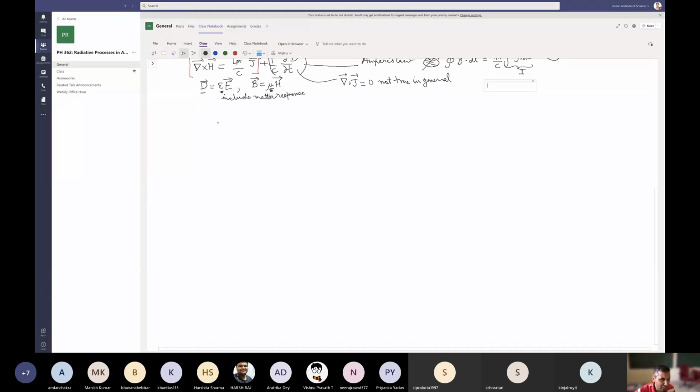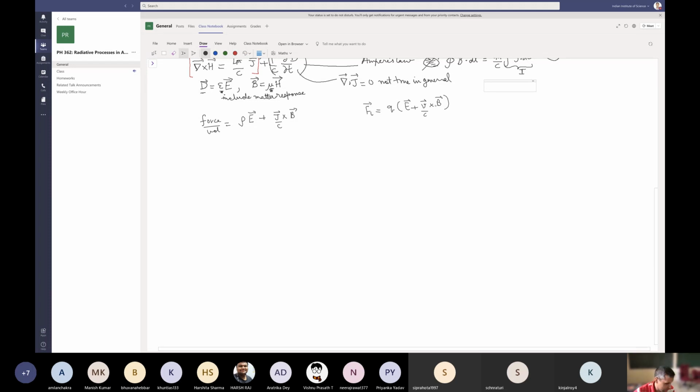Right. So we wrote down this expression for the Lorentz force for a single charge Q. Now, if you want to consider force per unit volume, we can write it as rho E plus J cross B by c. The Lorentz force, let me rewrite it, was QE plus V cross B by c.